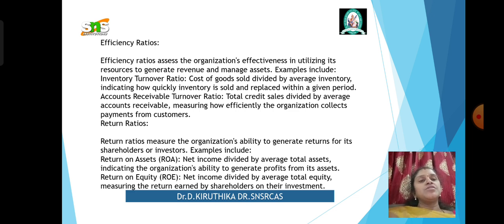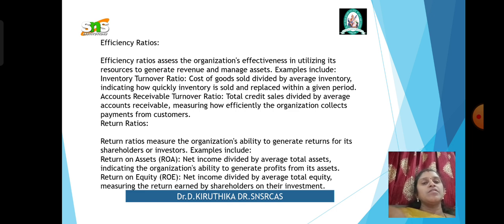It measures the effectiveness of an organization's resources to generate revenue and manage assets. For example, it includes the inventory turnover ratio and the accounts receivable turnover ratio. The inventory turnover ratio is nothing but the cost of goods sold divided by the average inventory. And the accounts receivable turnover ratio is the total credit sales divided by the average accounts receivable. So this is your efficiency ratio.